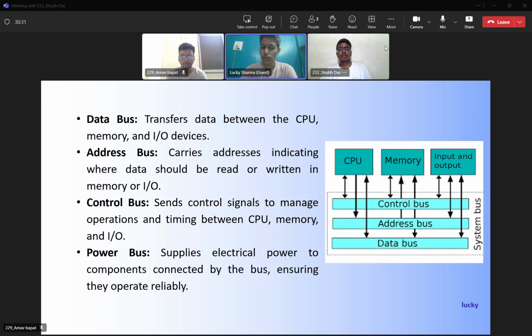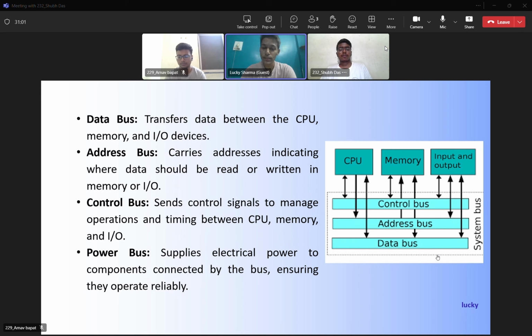After that, there is the control bus. The control bus sends all the controls to manage all the executions, and it also manages the timing between the CPU, memory, and input output devices. After that, the power bus. The power bus supplies electrical power to the components so that they work without any issue. They work reliably so that we can perform our tasks more efficiently.